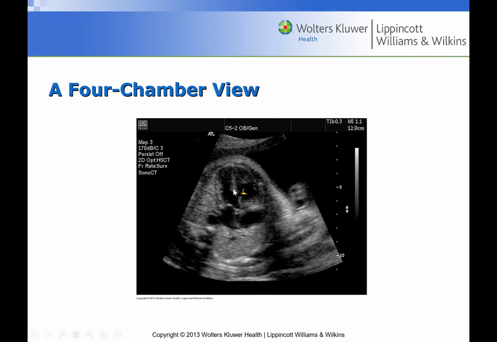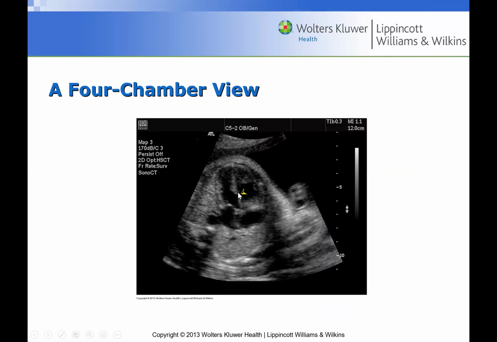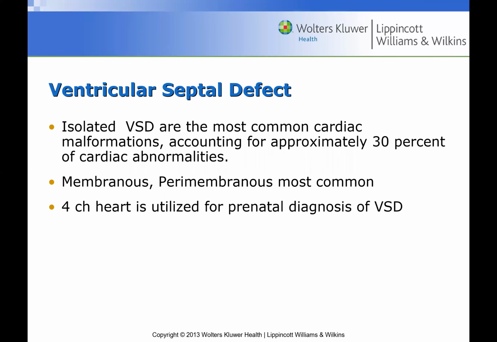The first one that you've probably heard about the most is a VSD, which is a separation in the ventricular septum, a ventricular septal defect. Now, a lot of these are isolated. Others come from another kind of congenital anomaly where the heart has had to make a VSD to shunt the blood. Isolated VSDs are the most common cardiac malformations, accounting for approximately 30% of the cardiac abnormalities. Membranous, perimembranous are the most common.